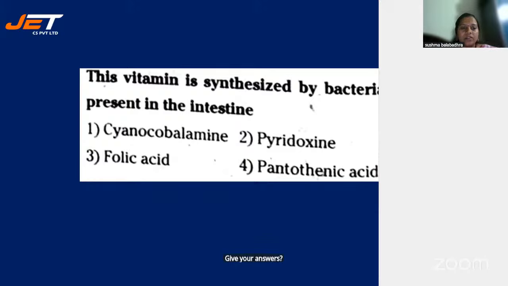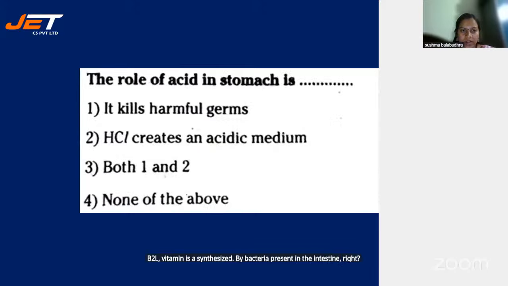Correct answer, very good. Cyanocobalamin is the correct answer. Vitamin B12 is synthesized by bacteria present in the intestine, right? Very good. And next question, Nana.